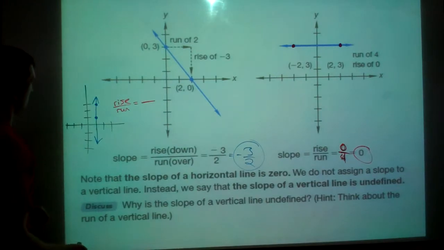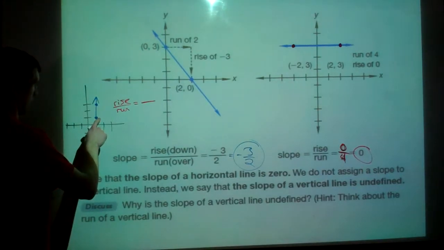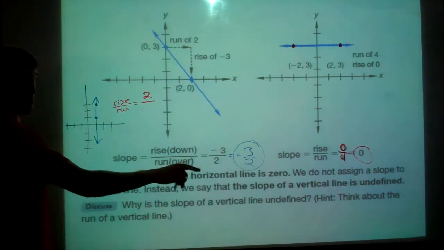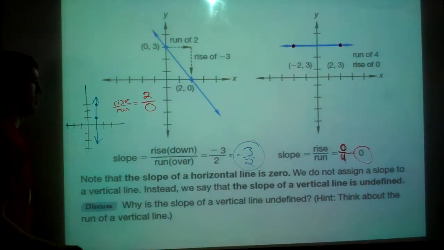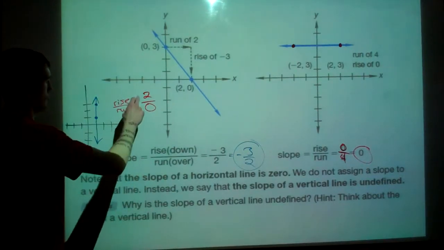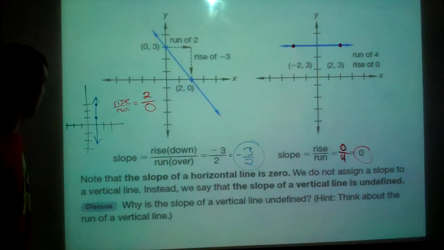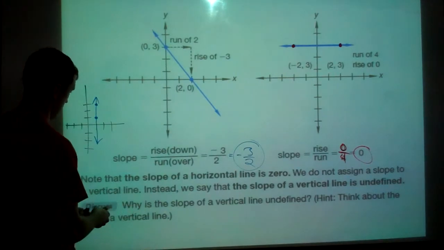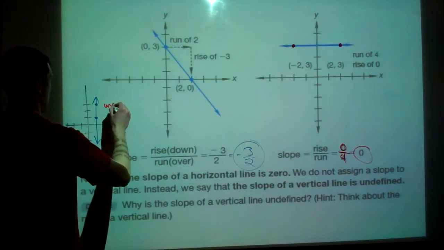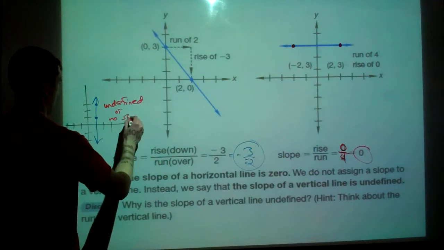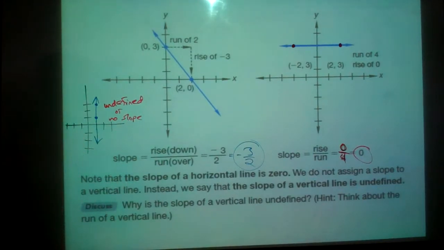Okay? If I choose this point, we're going up 2, 1, 2 to get to that point. But are we moving horizontally at all? No, we are not. So that is a run of 0. But then we run into an issue because we can never divide by 0. 2 divided by 0 is not possible. Okay? So we actually say for any vertical line, the slope is undefined or no slope. Okay? So vertical lines have no slope, or we call them undefined.